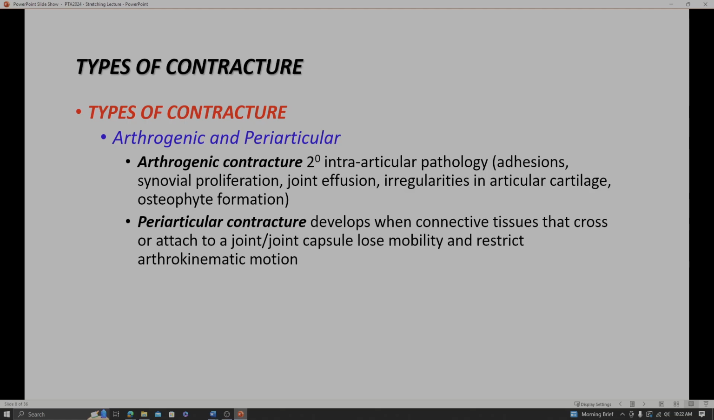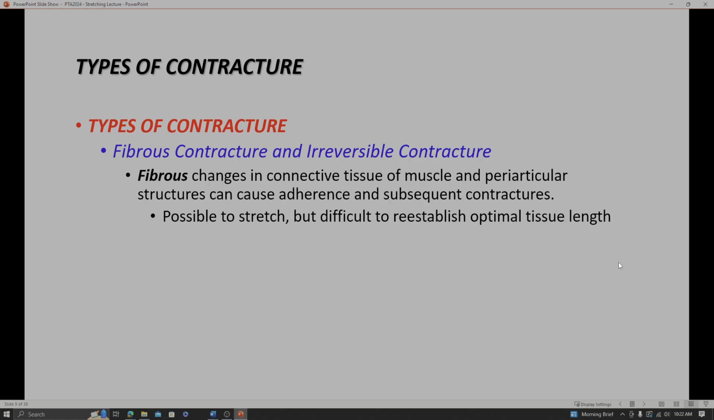Periarticular contractures develop when the connective tissue structures that cross the joint or surround the joint start to lose their mobility. So they can attach to a joint or a joint capsule, and they restrict arthrokinematic movement, right? So you could have contracture of the muscular tendinous bodies. You could have potentially some kind of contracture that has to do with ligamentous structure, right? Those could be contributing factors. And then you have a fibrous contracture and an irreversible contracture.